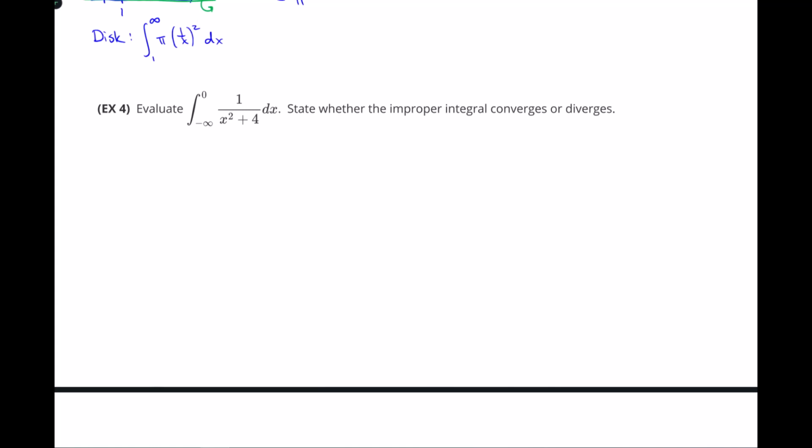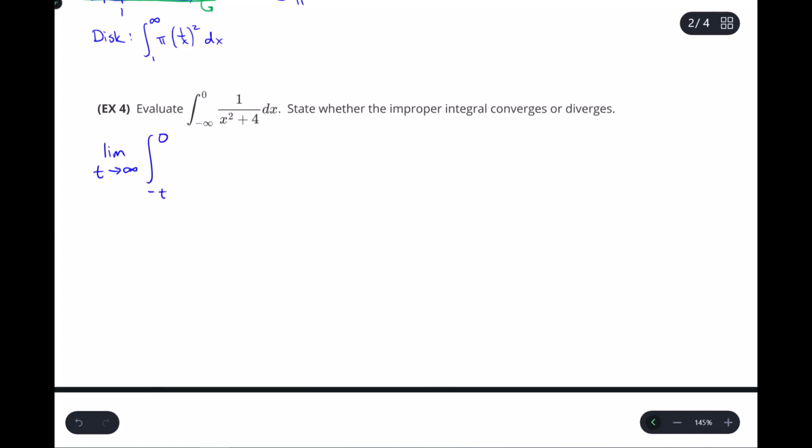Okay, so to evaluate this, notice the lower end point is infinite here. So what we would do is set this up again as a limit as some variable t goes to infinity, and we'll just let it go negative t to 0. All right, and that's just fine. Then we're integrating the function 1 over x squared plus 4 dx.